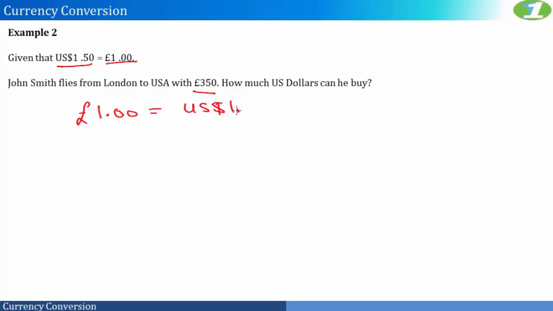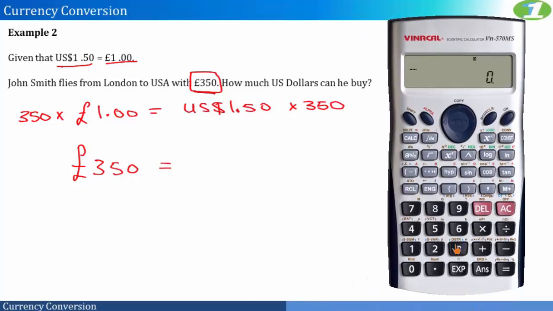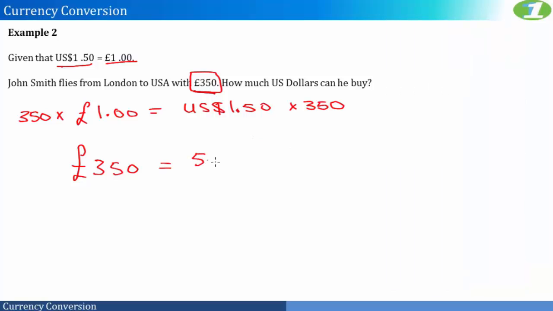So, just as in the previous example, we know the value of £1 in terms of US dollars. If I want to know the value of 350 pounds, all we would do is multiply by 350. And you do one thing to one side, you have to repeat it for the next side. So 350 pounds is equal to 350 times 1.5, and this gives us 525 US dollars.